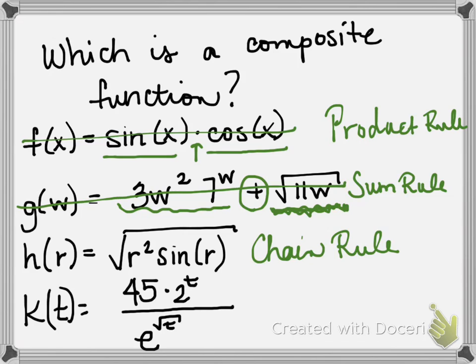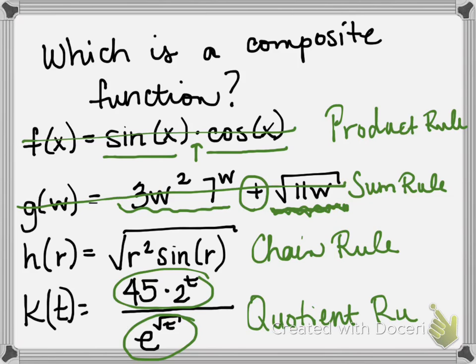Okay, let's look at k of t. If I were going to put a t value in, I'd figure out 45 times 2 to the t, figure out the answer to this, and figure out e to the square root of t, figure out this, and then I would divide those two answers. Division would be my very last step, so that means the fundamental operation here is division, and I would start with the quotient rule. Okay, since I'd start with the quotient rule, this is not a composite function.